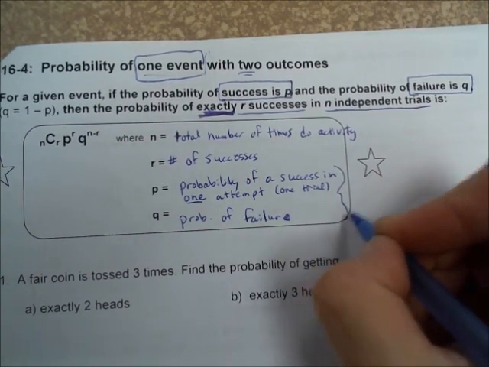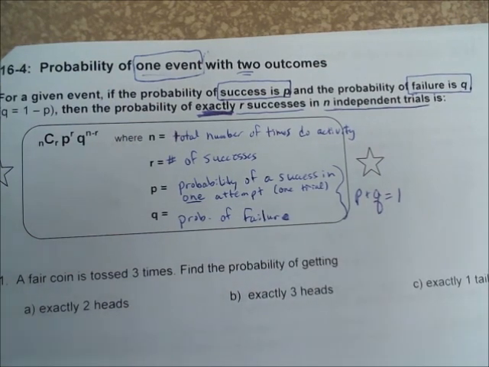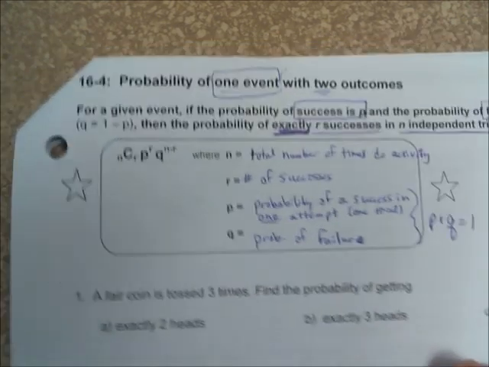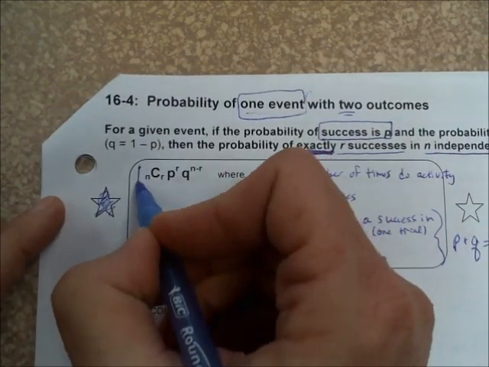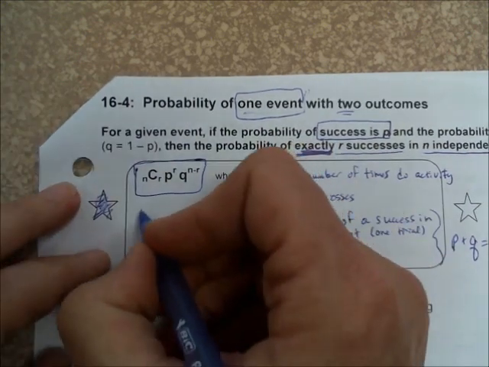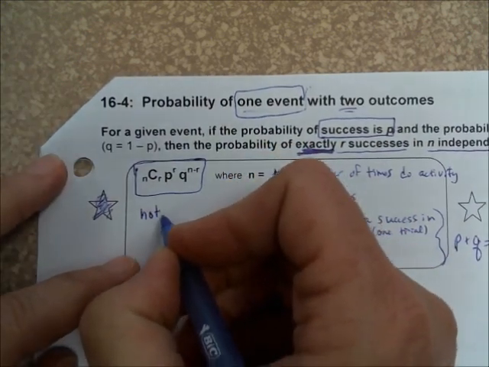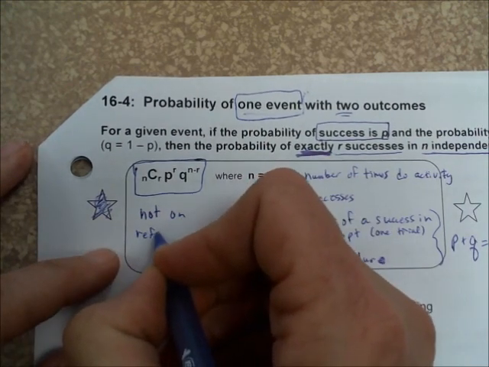So remember, P plus Q always adds up to 1 or 100%. So this is really, really important. That's why we've got this star here. This is an important formula that you have to know. It's not given on a reference sheet. So this is something that you've got to have in your mind. This is not on a reference sheet.